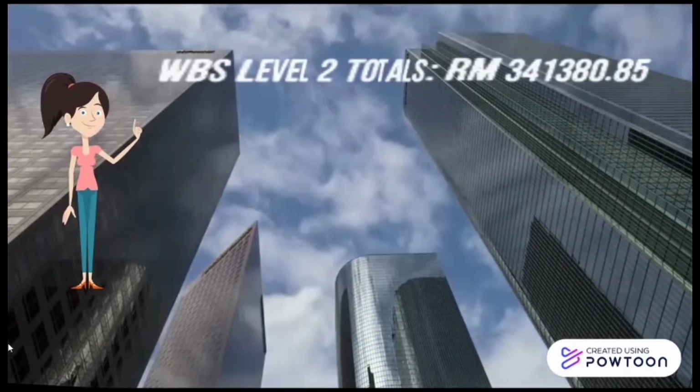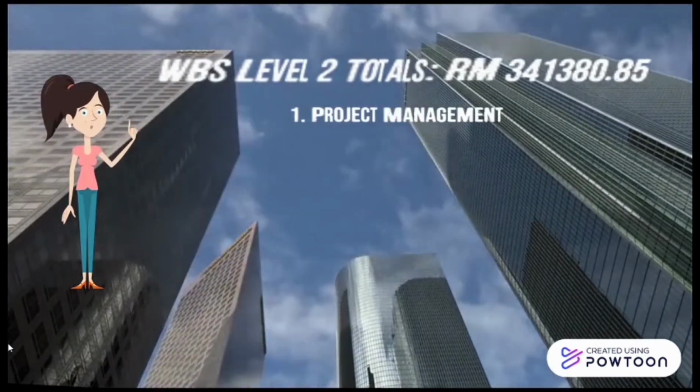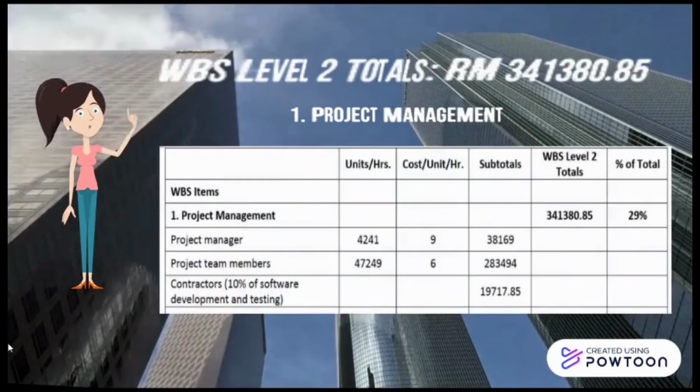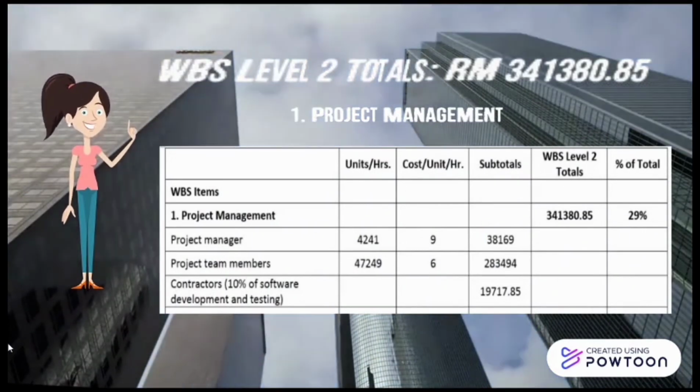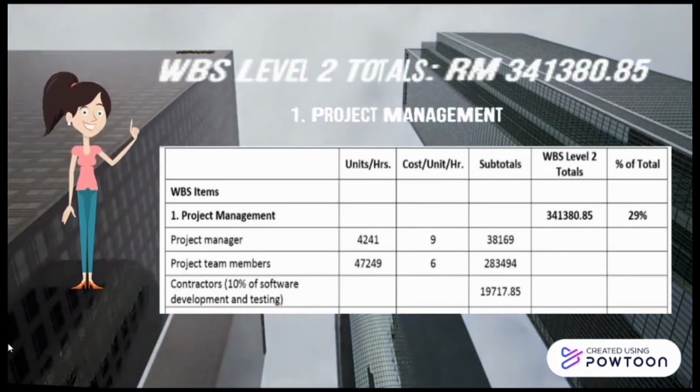So, move to the first calculation, that is project management. Under this, we have project manager, project team members, and contractor. Under project manager, we have 2 persons, that is project manager and deputy project manager, that work only 236 days per year, which one day they work for 9 hours, on a total of 4,241 hours for 2 people for 1 year with 9 ringgit per hour.